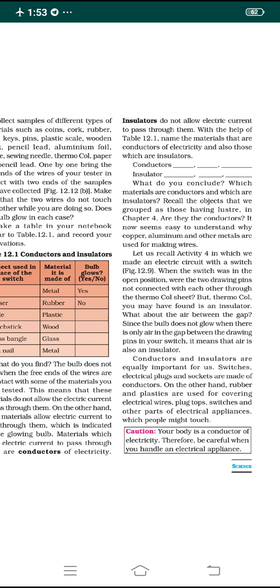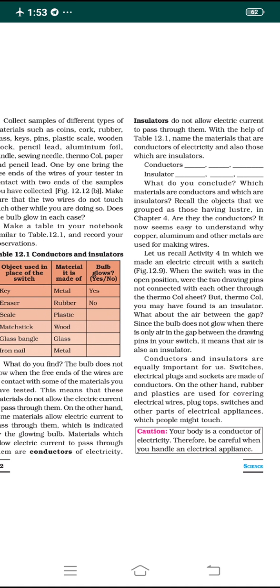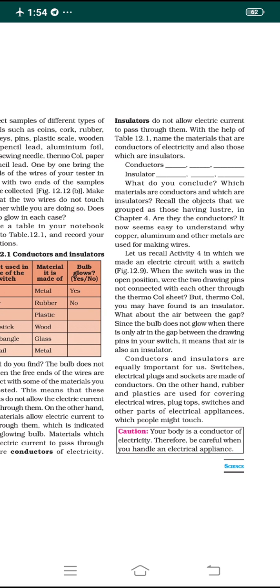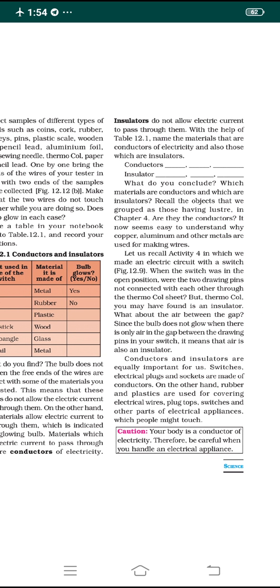With the help of the table given below, name the materials that are conductors of electricity and those which are insulators. Some of them are conductors whereas some of them are insulators. Among these, we have to make a list of materials which are conductors and a list of materials which are insulators. So what do we conclude from this? It's quite simple. We will come to a conclusion about which materials are conductors and which are insulators.